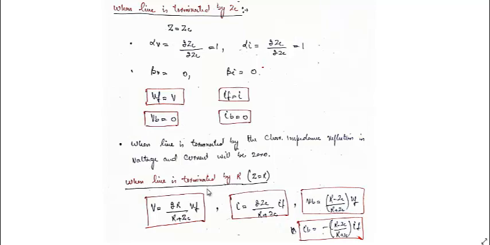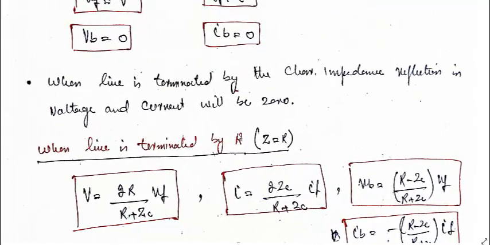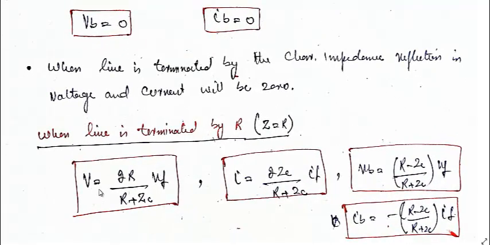When the line is terminated by R, it's very simple. You just have to replace Z by R. So alpha V will be equal to twice R divided by R plus Zc, because Z is equal to R. Alpha I will be equal to twice Zc divided by R plus Zc. Similarly, for Vb and Ib, in both the equations Z is replaced by R. This is the only difference.